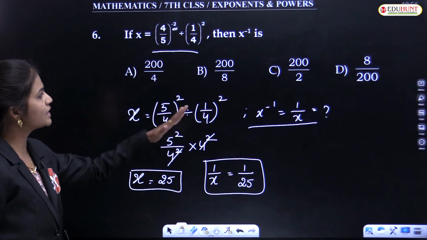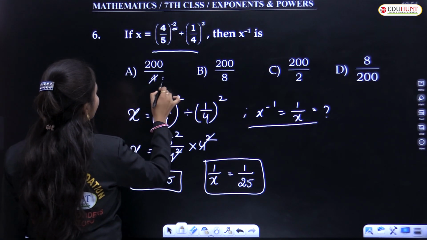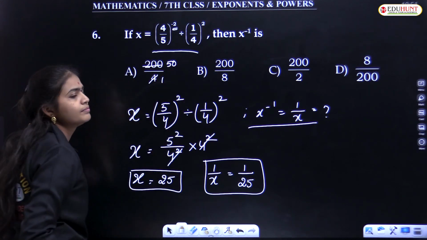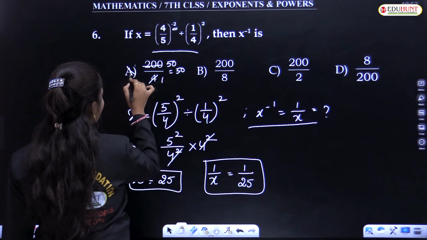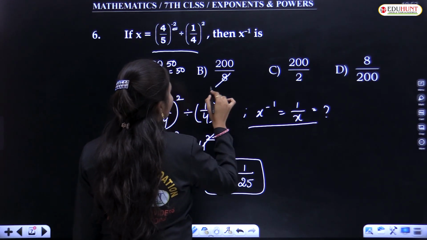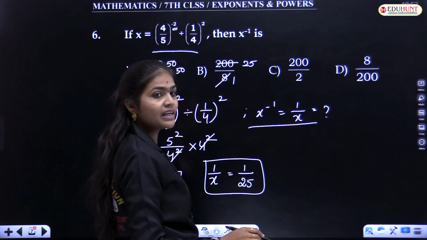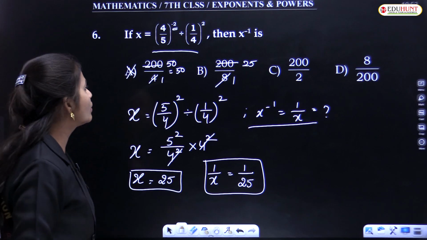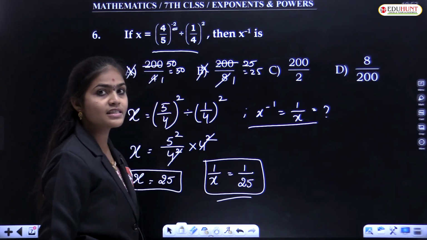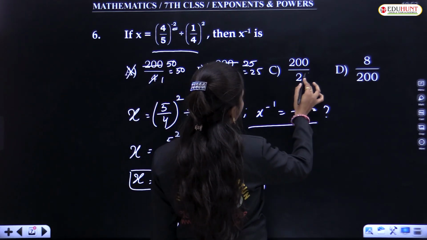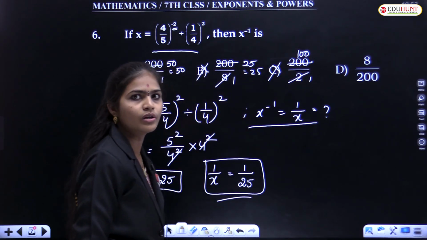Now, but here options are not given directly, so we have to simplify all these options. So this is 4 ones 4, 4 50s 200. So here the option is equal to 50, no? So this is the wrong one. Next, here it is 8 ones 8, 8 2s 16, 8 5s 40, so 8 25s 200. Okay, so here it is equal to 25. So this is also a wrong option. Why? Because our answer is 1 by 25. So that's why B is also wrong. So 2 ones 2, 200s. So here the answer is equal to 100. So that's why this is also a wrong one only.